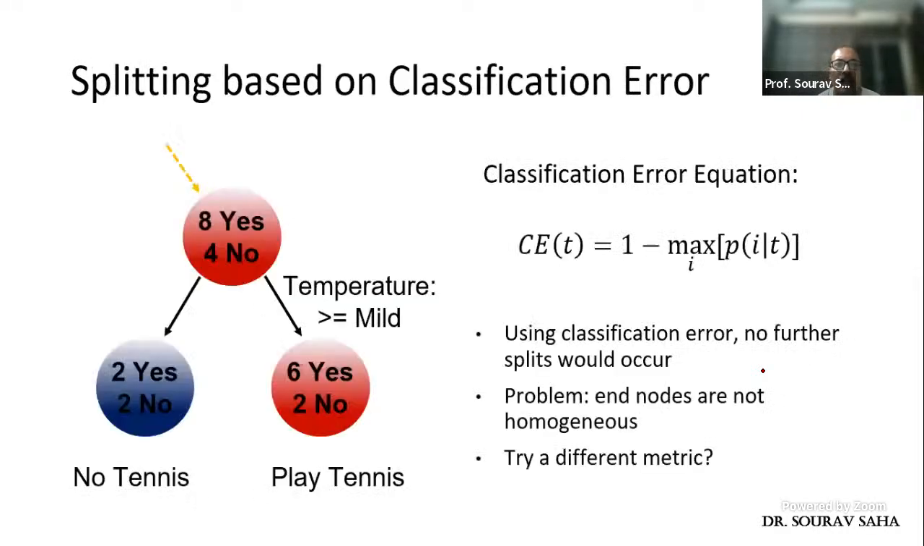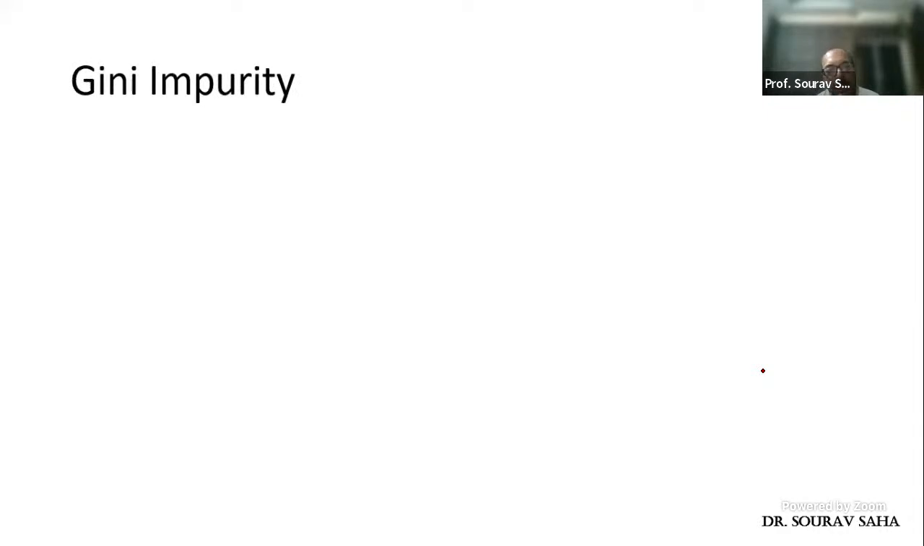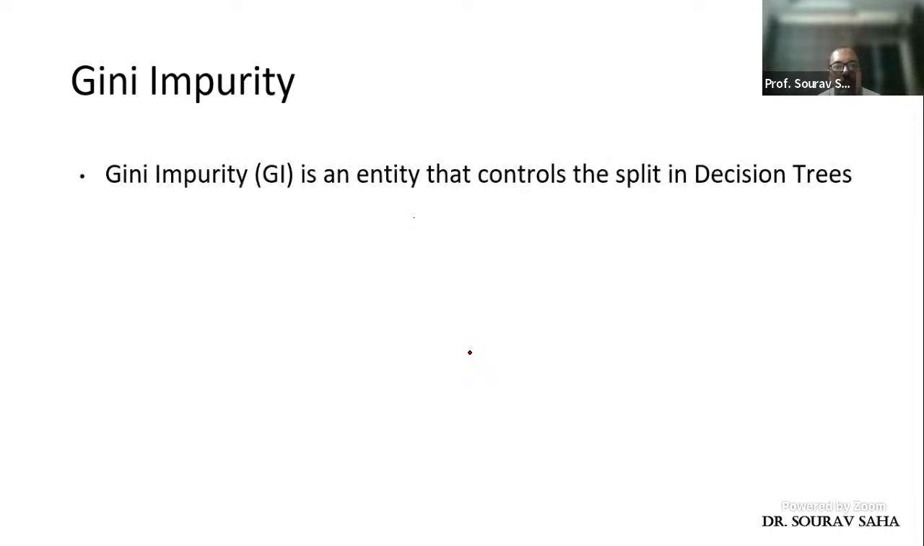Let's try out a different metric, one which is very popular, called Gini impurity. By the way, the classification error metric comes from the theories of probabilities, whereas Gini impurity has its root in econometrics, and this is the default impurity metric in Python. In Python, if you are using a decision tree and you don't specify which particular error metric you're using, then by default it will use the Gini impurity. So how do we measure Gini impurity?